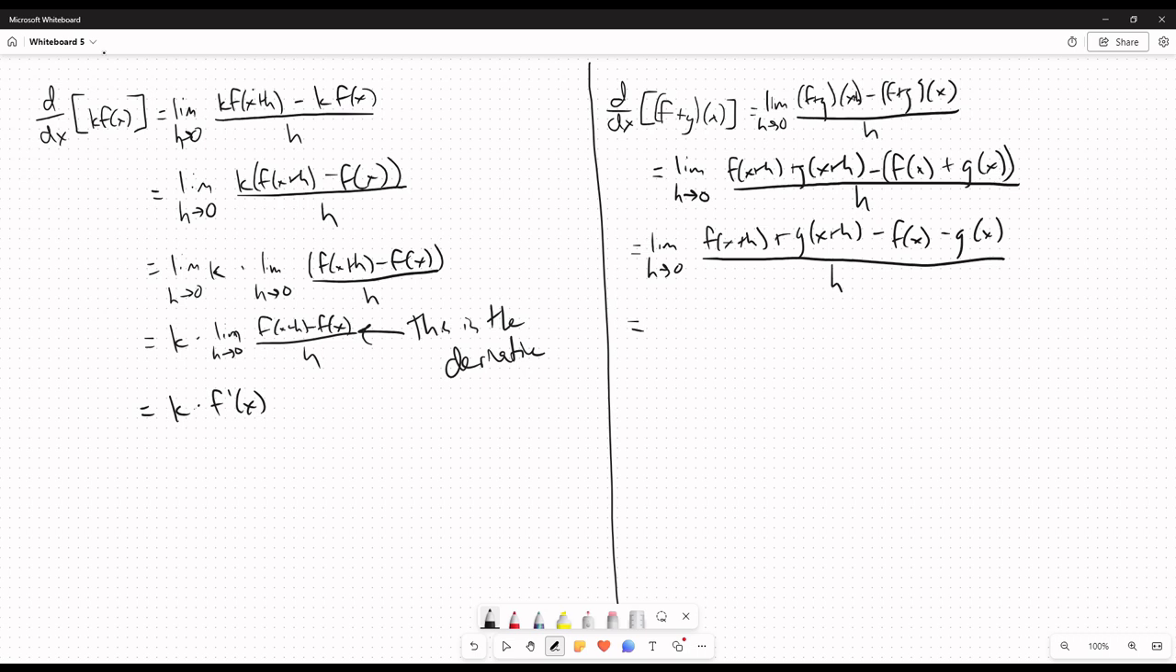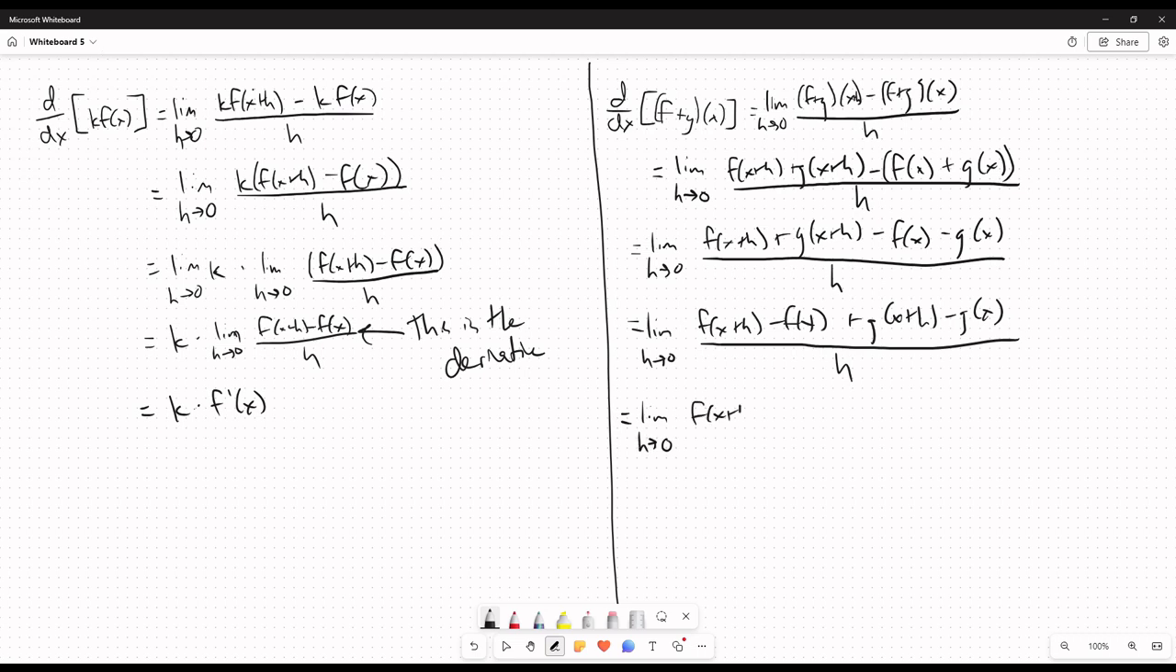I notice that I have some f's and I have some g's. I'd like to put the like things together. So this is going to be the same as the limit as h approaches 0 of f of x plus h minus f of x plus g of x plus h minus g of x, all of that over h. And I can split that up into two pieces. That is really the limit of f of x plus h minus f of x over h plus g of x plus h minus g of x over h.